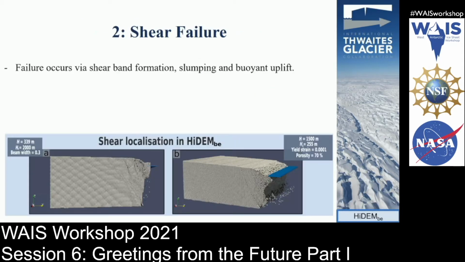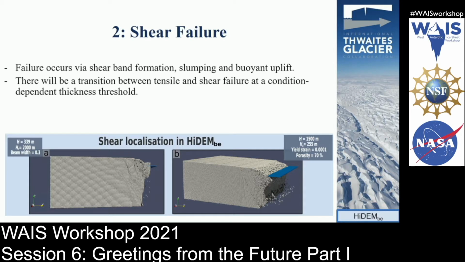So now I'm going to look at shear failure, and the figures on the bottom here show failure in HIDEM when the interparticle beam width is decreased or when micro damage is increased. And we see in both the formation of shear bands, we see slumping at the surface just behind the calving face, and we start to see buoyant uplift occurring.